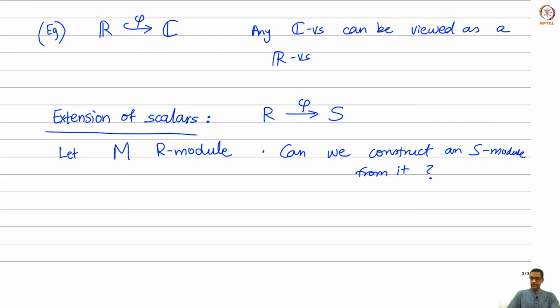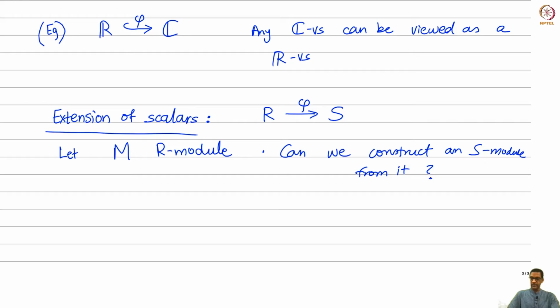Okay, so the same thing that we tried earlier is not going to work anymore, because I only know how to make elements of R act as scalar multiplication. If you're given an element of S, I don't have a way of converting it into an element of R, right? Because the map phi only goes in this forward direction. I can't apply phi inverse. There is no such thing as phi inverse. Phi need not be invertible, for example.